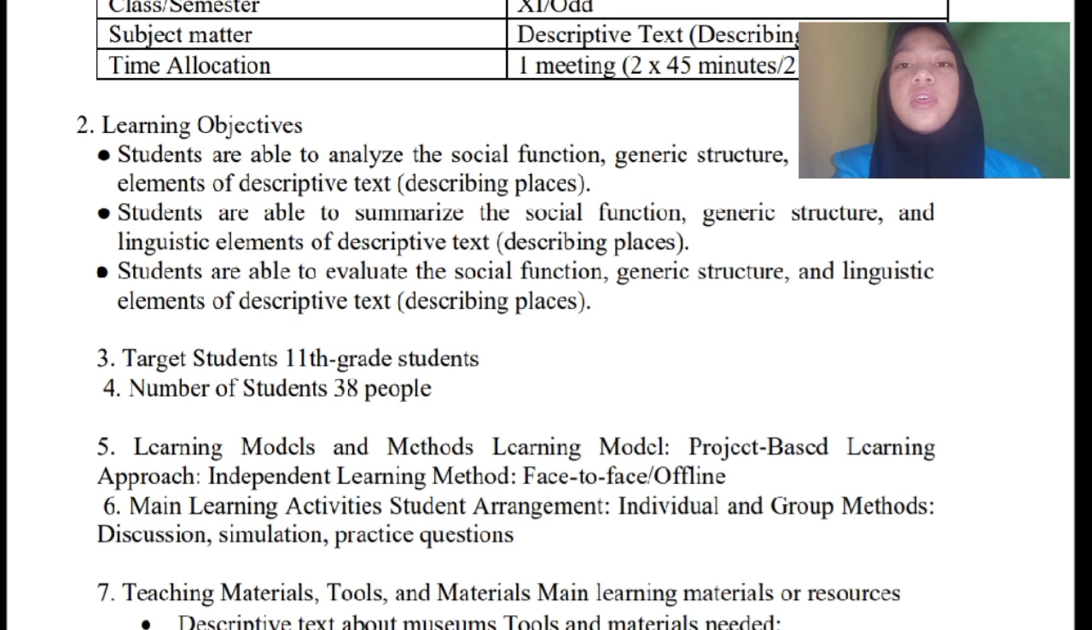Target students, 11th grade students. Next, number of students is 38 people. So this model is designed for 11th grade students with about 38 students in one class.